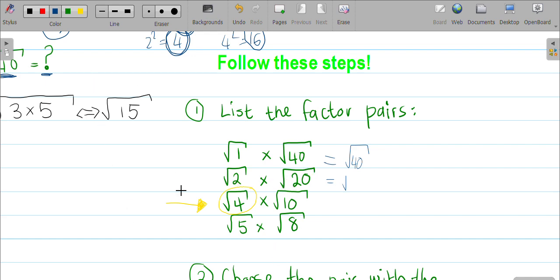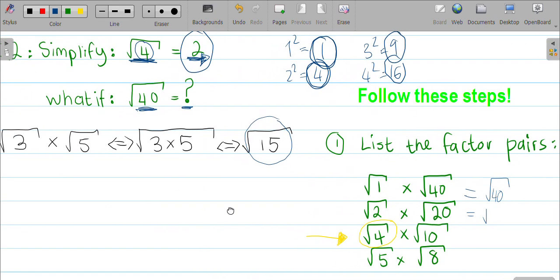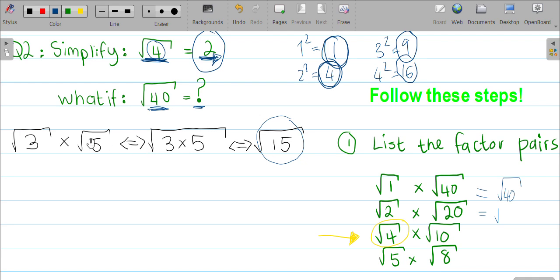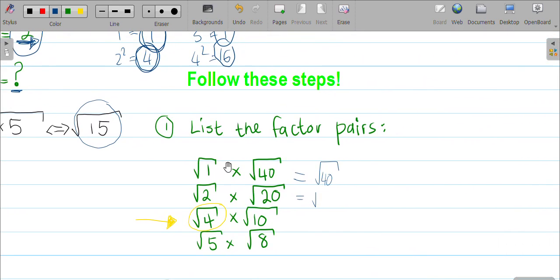Why? Because, what did I say? For instance, if we had the square root of 15, it's the same as saying the square root of 3 times 5 and the square root of 3 times the square root of 5. So can you see that this is a factor pair of the square root of 15? So that is how we apply it. So let's just simply keep on going.